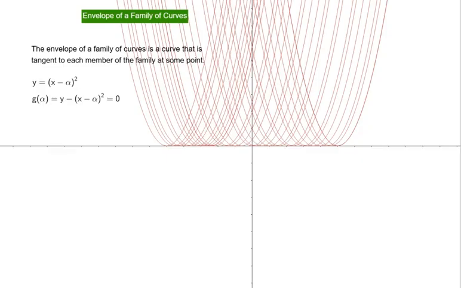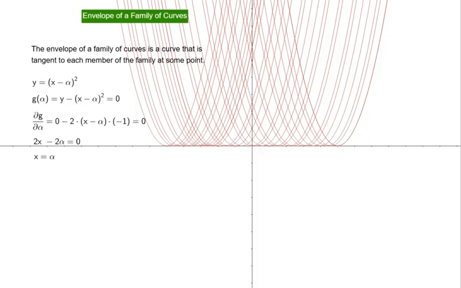And we do a partial derivative. So ∂g/∂α is equal to 0 minus 2 times (x minus α) times minus 1 equal to 0. And now we start simplifying it. 2x minus 2α equal to 0. Be careful about this minus 1. Which means x equal to α.